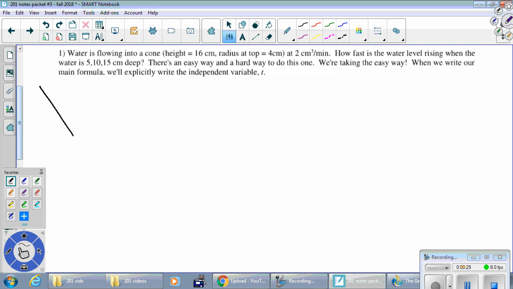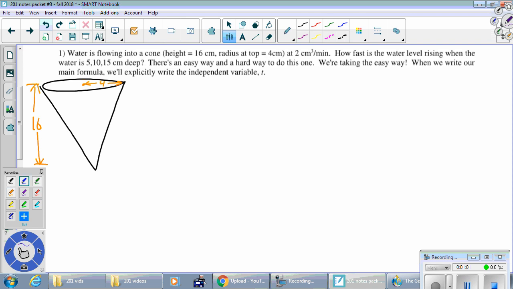So we're going to draw our cone. And we're going to label the height is 16, so that's top to bottom. Let's actually do a different color there. Top to bottom 16. And it says the radius at the top is 4 centimeters. So from here all the way over to the end, 4 centimeters, obviously a smaller radius as we go down this cone. And we've got water pouring into this cone at 2 cubic centimeters per minute.